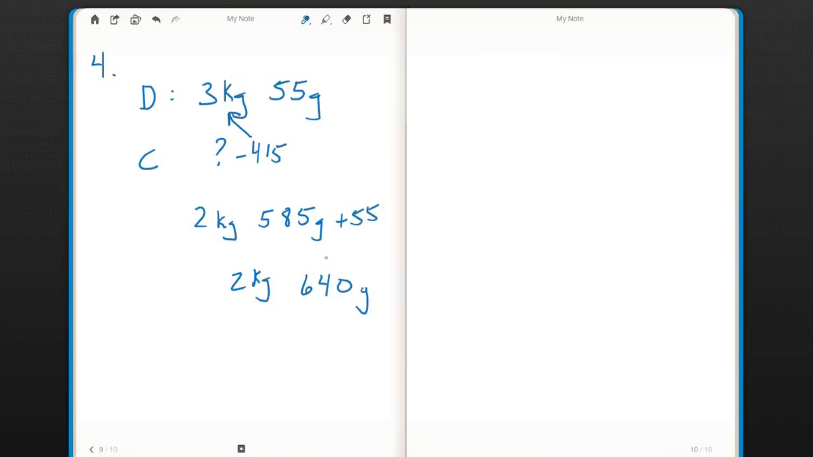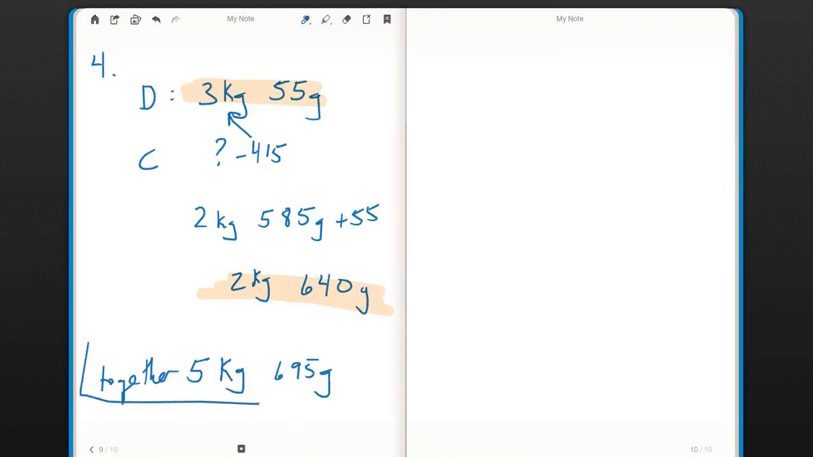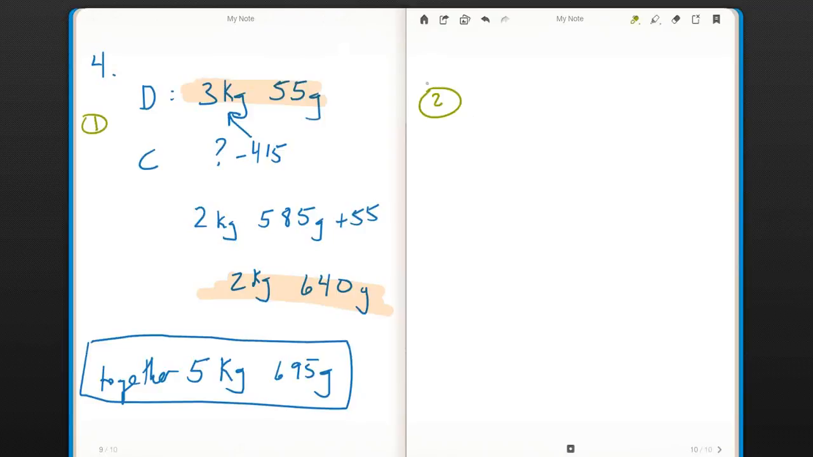grams for the chicken. So if the duck weighs this and the chicken weighs this, then all together they weigh 5 kilograms and 695 grams. That's their together weight. Now, anytime possible, I love to show a couple of methods just because it's a good thing to be able to do it two different ways. Think about the numbers in different ways.